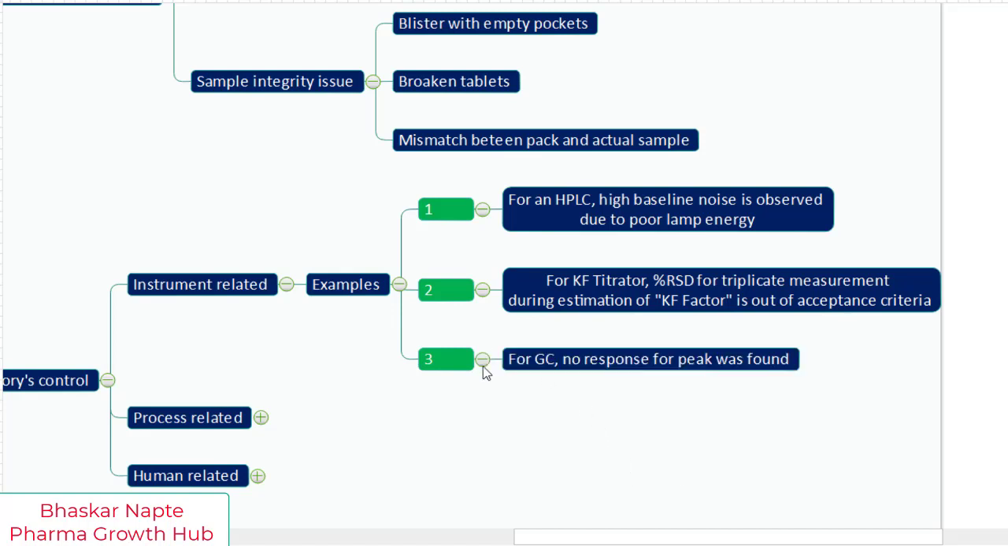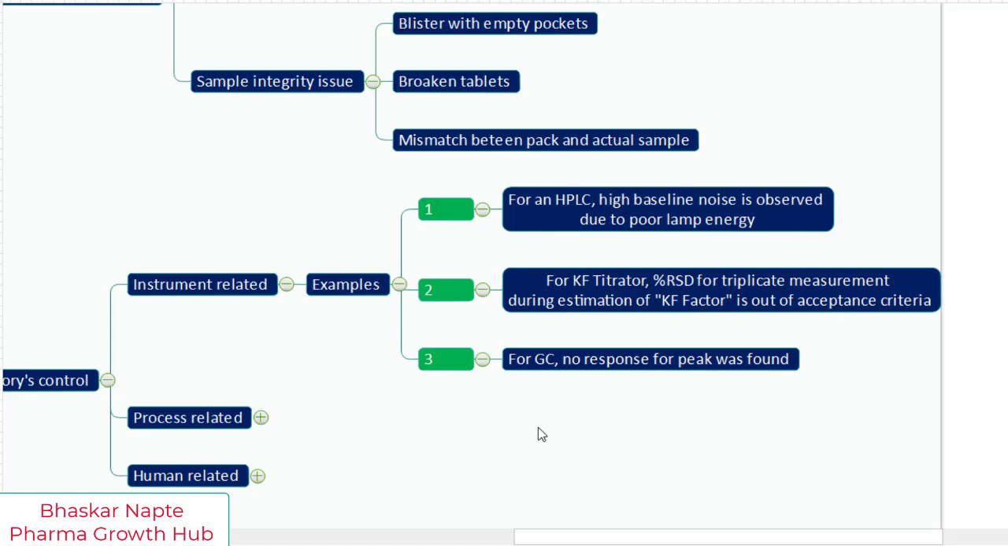The third example can be for GC analysis, where no response for the peak was found. You were expecting a response from the solvent like methanol, but you prepared the standard very well and no response was noticed. Now, there could be several reasons. Maybe your detector is not working well.